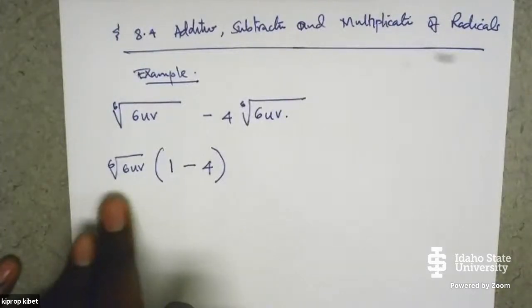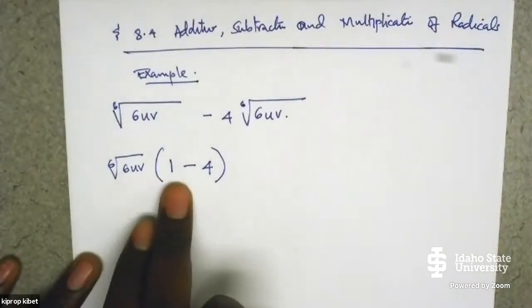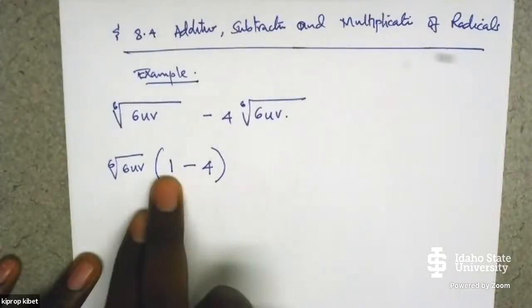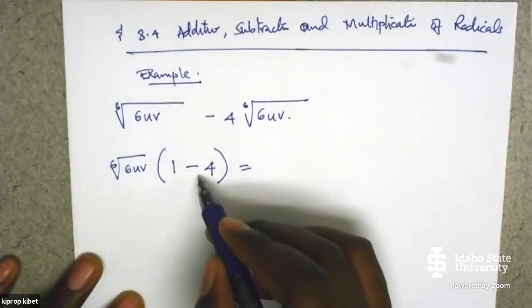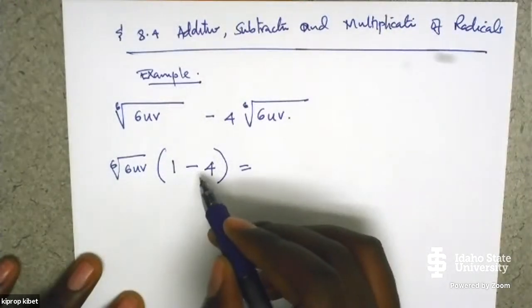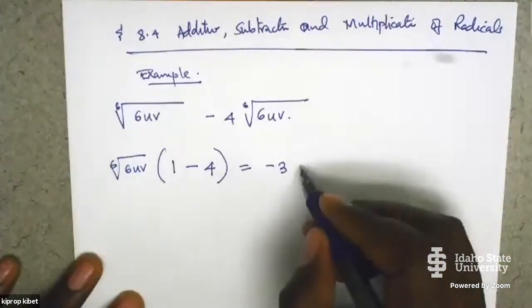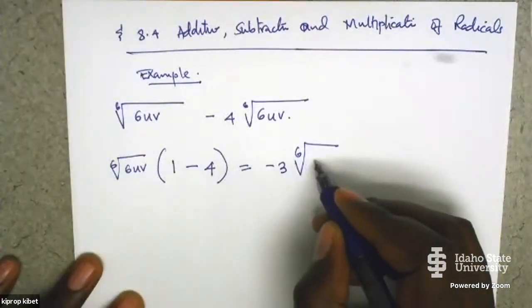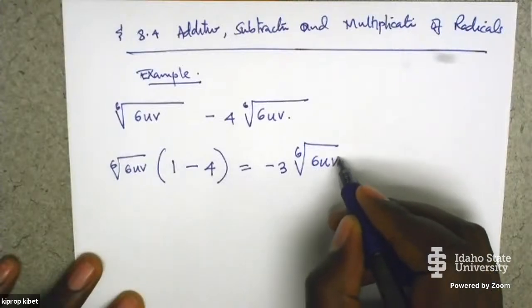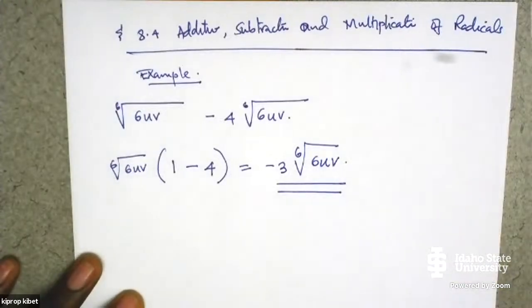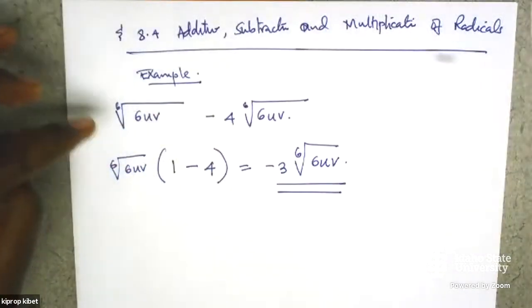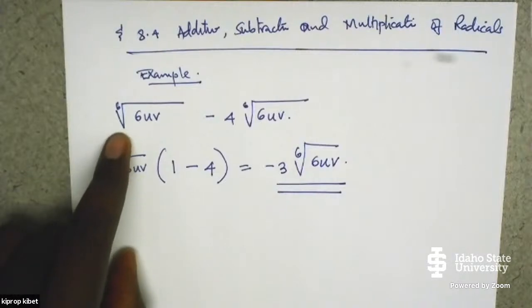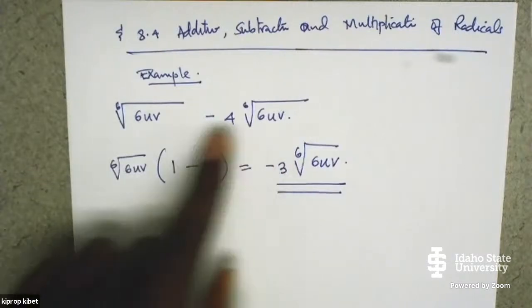Now, since you are able to do the addition here, finally, this is the same as what? Minus 3, right? So minus 3 times the 6th root of 6uv. So before you add or subtract, you should check that the radicals are of the same kind.